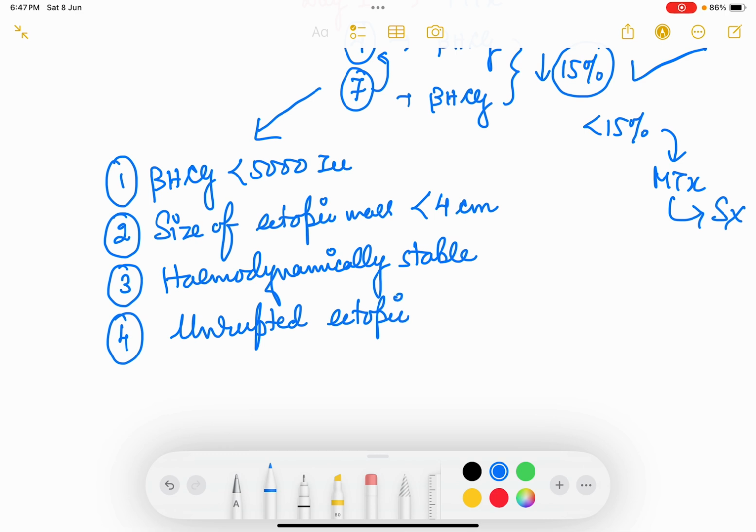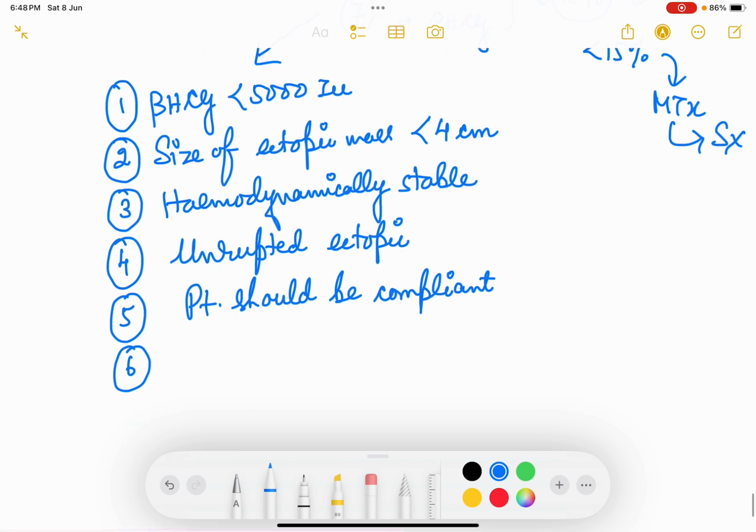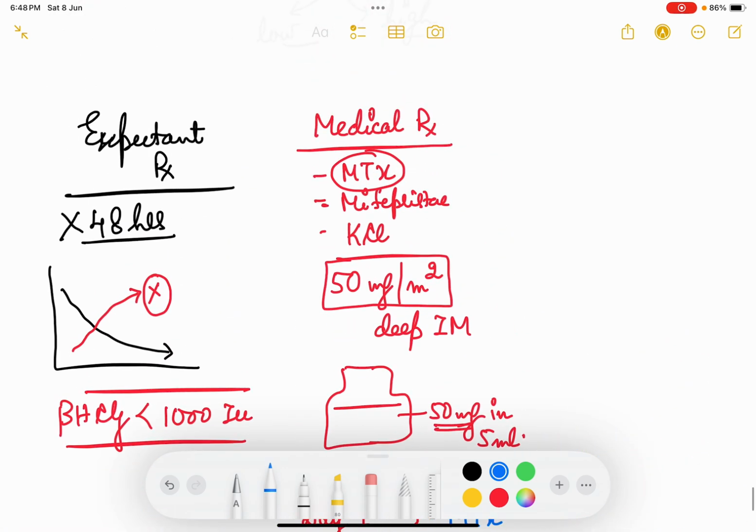Unruptured ectopic can go for medical management only. Then the patient should be compliant. It means the patient should follow all your advice and come to you immediately if there is pain abdomen or bleeding. And number 6, the patient should be living nearby the hospital, because if at any time the patient is having severe bleeding or severe pain abdomen, she should come immediately to the hospital. Next, coming to the third management, which is the surgical management.